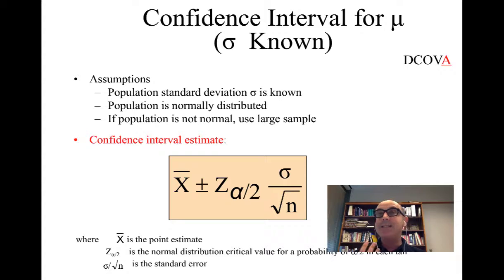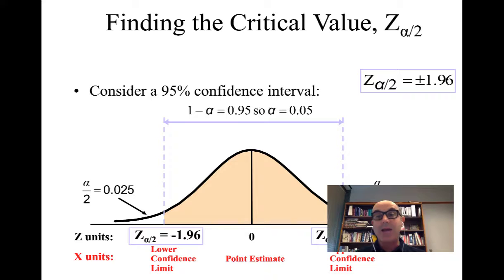The x-bar is the point estimate. The z, to the power of alpha divided by 2, is the critical value from the normal distribution for the probability, and sigma divided by the square root of n is the standard error. This is how we calculate that.